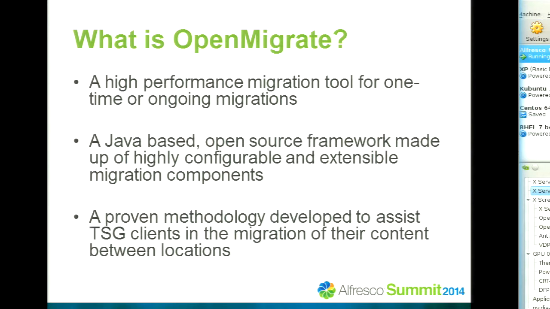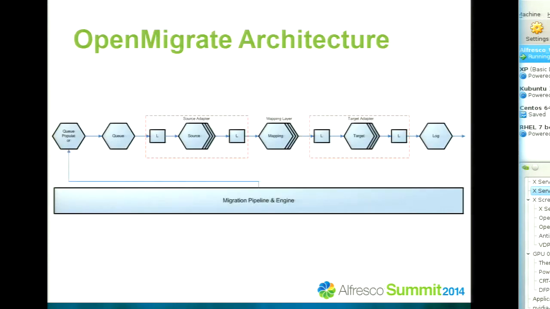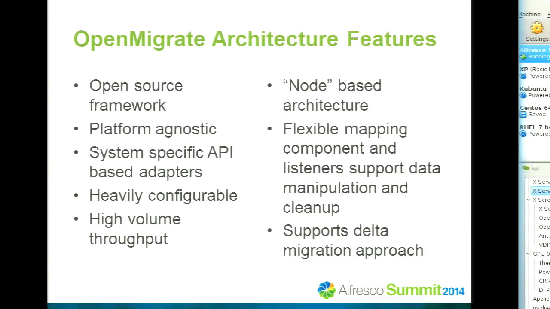We have a lot of configuration and mapping and source and target adapters to make your migration easier. This is a high-level architecture where we have our source and target adapters, we have a queue system, a migration pipeline, and then we have these listeners that we can use to extend to add custom logic on how you're going to do your migration. Maybe there's something specific that you need to do from a business rule standpoint.